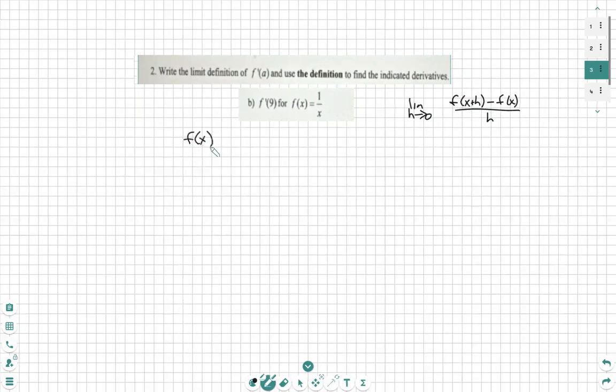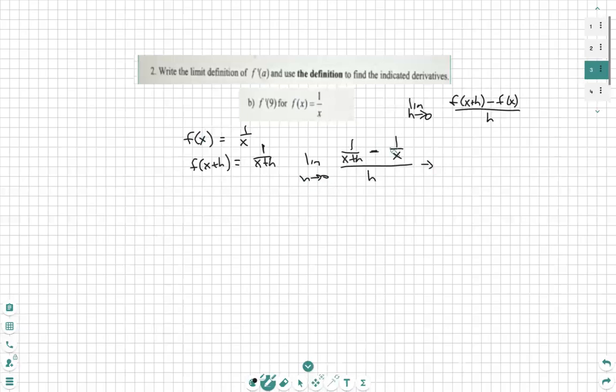First, we'll write out our f of x. Then let's write out our f of x plus h underneath and recall what that means. That means everywhere I see an x, I now have to put an x plus h. So that's all that we're going to do. And then we're going to replace it into our equation. So we have 1 over x plus h minus 1 over x, all over h, the limit as h approaches 0.